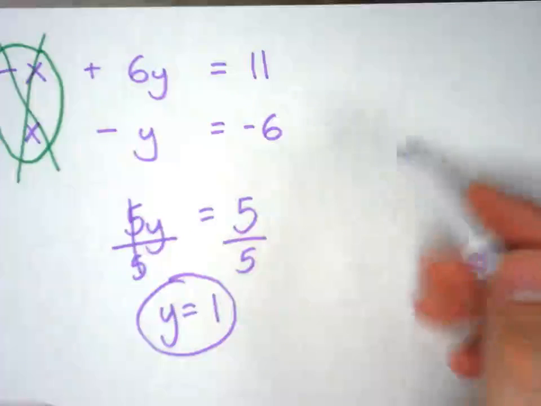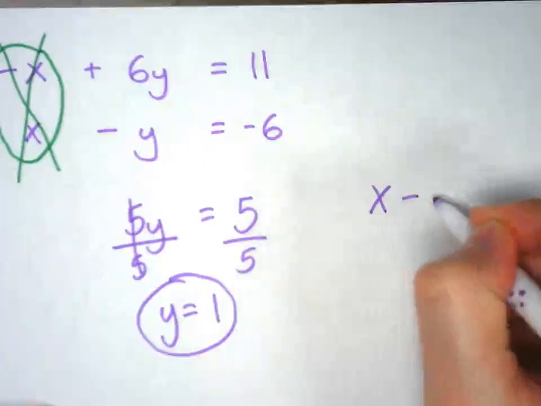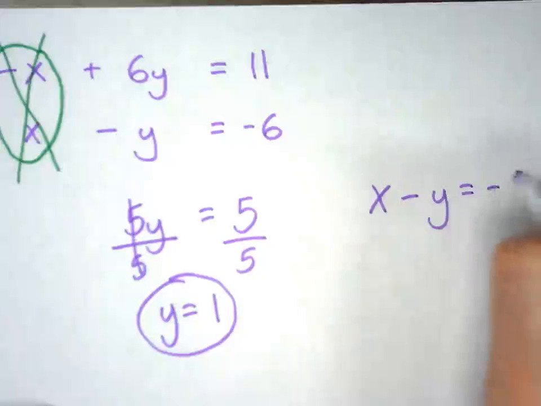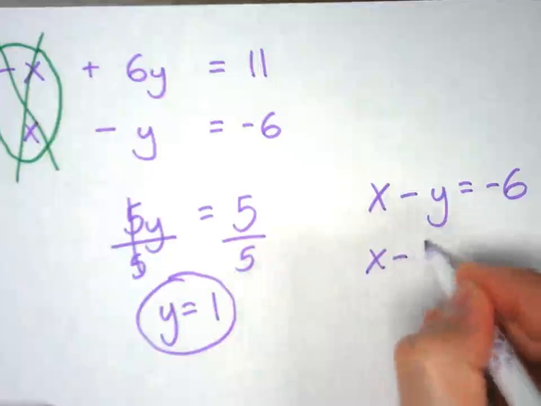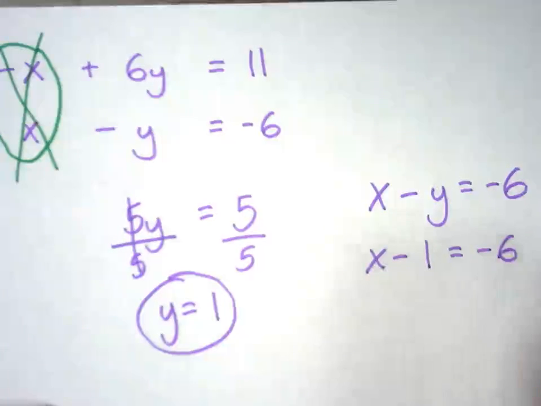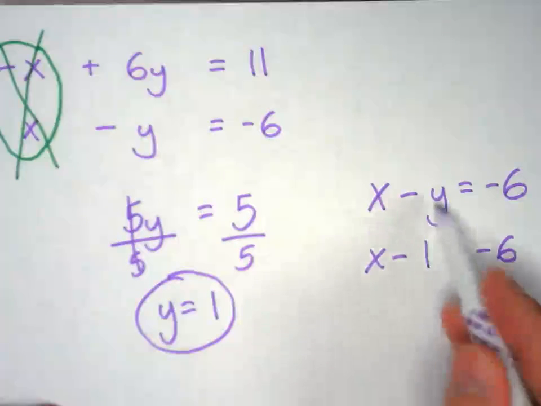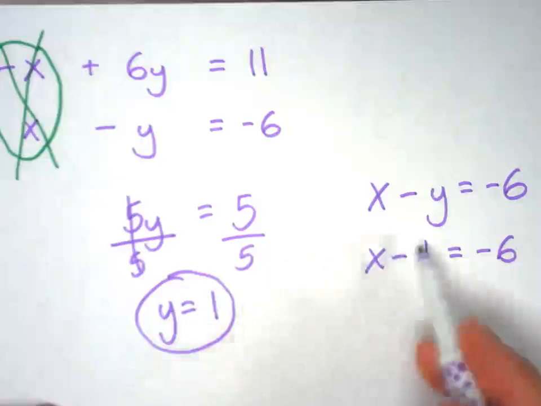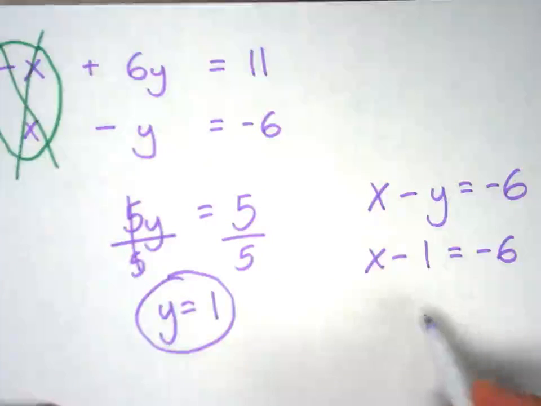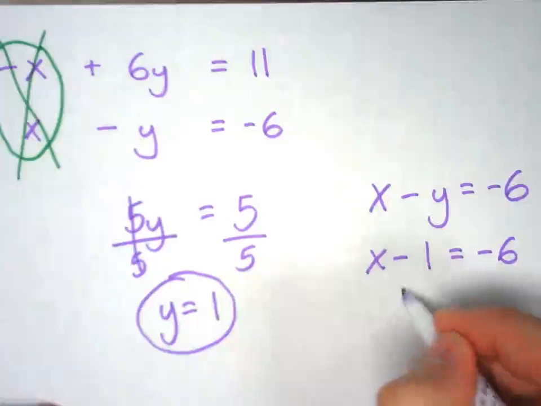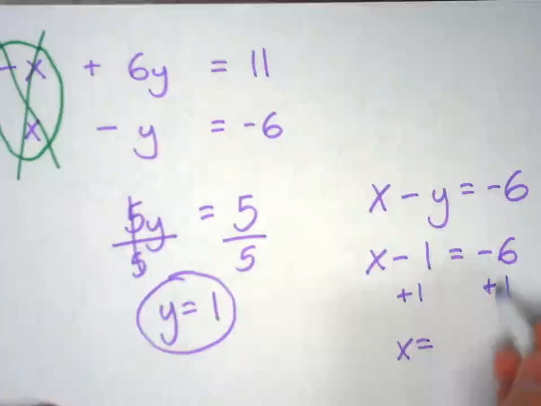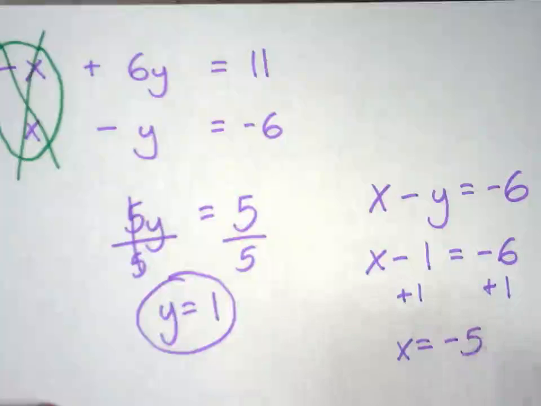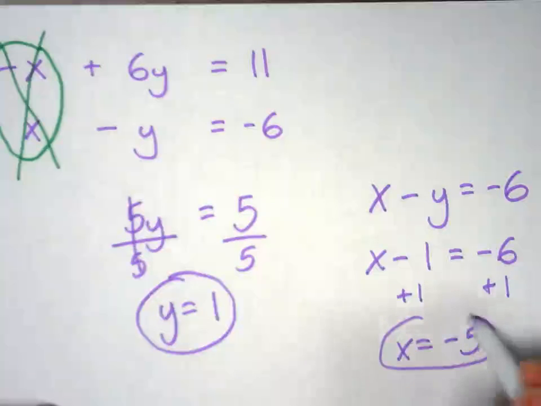I'm going to come over here. I'm going to put x minus y equals -6. We said that y equals 1. So it's x minus 1 equals -6. That's what it looks like, because y equals 1. Again, make that connection there. Now it's a one-step equation from here. We're going to add 1. So x equals -6 plus 1 is -5. And that would be the answer.